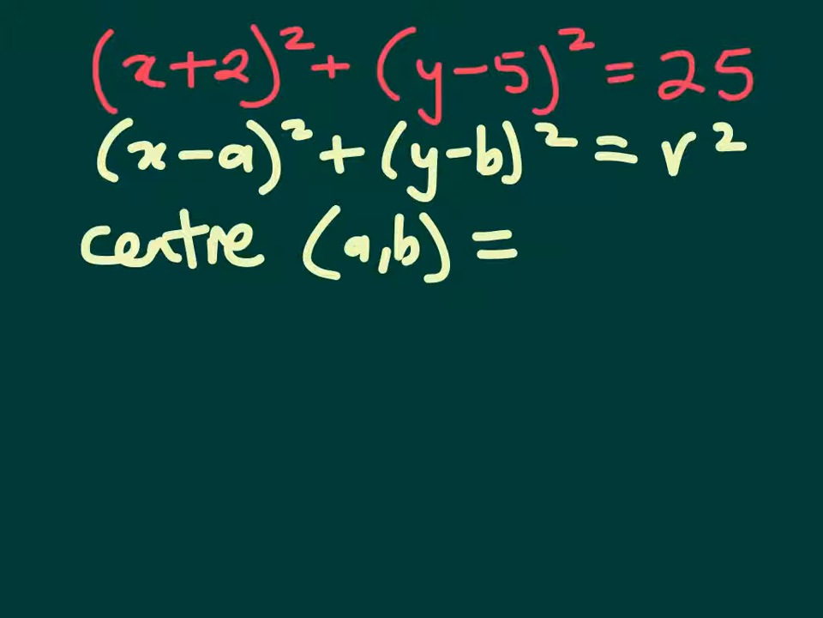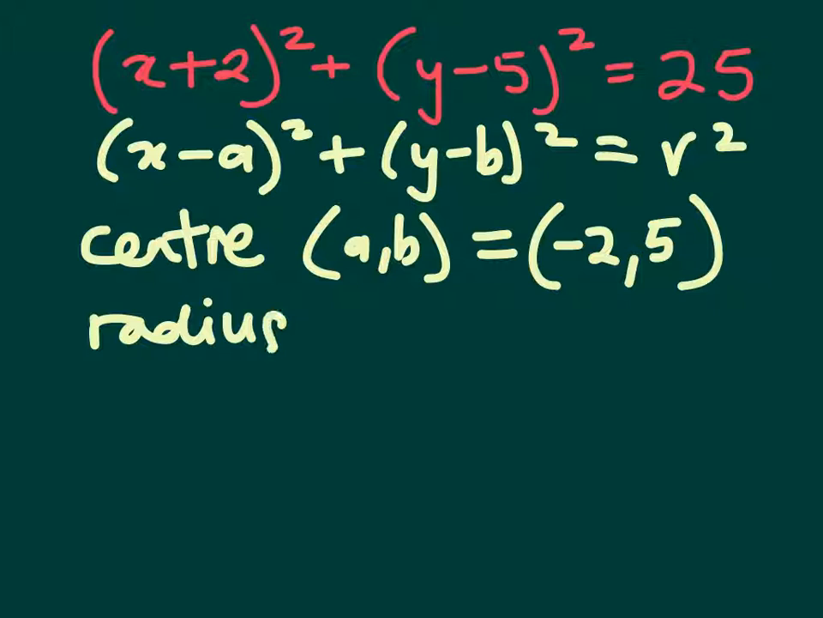So if we just refer, minus a is plus 2, so a would be minus 2. Minus b is minus 5, so b would be 5. So the centre is at (−2, 5), and the radius is the square root of 25, so the radius would be 5.